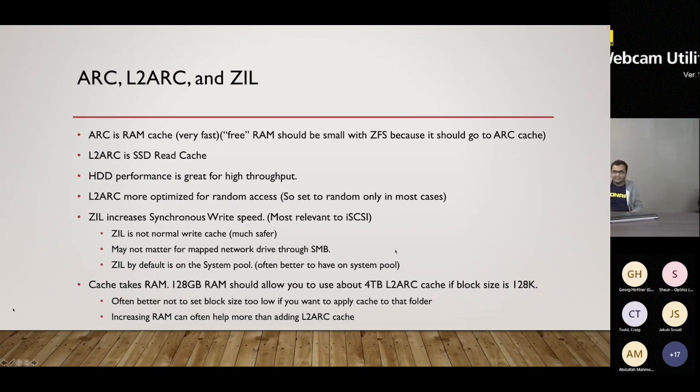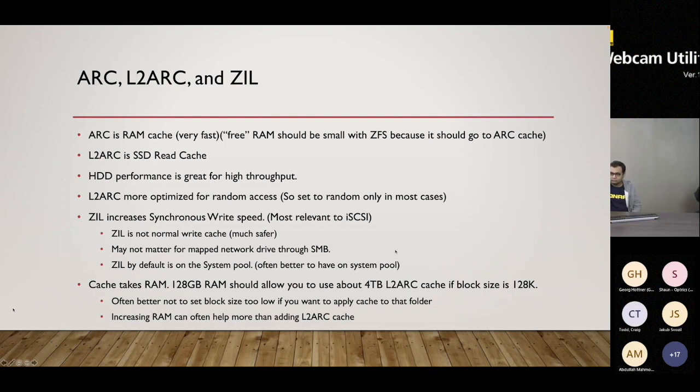For other scenarios like file server or video editing, you may not get that much benefit out of using ZIL or write cache with ZFS. Now, something to note is L2ARC takes RAM, and it's more RAM than we need with QuTS. So with 128 gigs of RAM, you can have up to 4 terabytes of L2ARC. And if you have only 32 gigs of RAM, you can only have 1 terabyte of L2ARC.